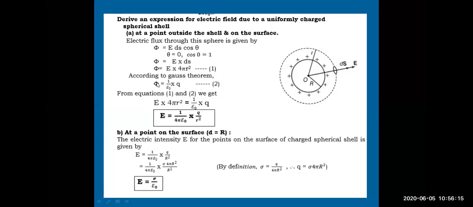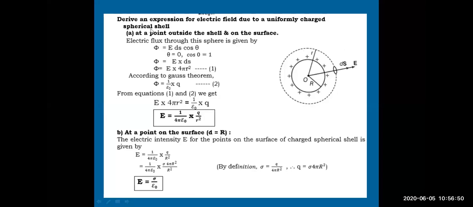So what you can see is left hand sides are equal. I will equate my right hand sides. E into 4 pi r square is equal to 1 by epsilon naught into q. So what you will get here is 1 divided by 4 pi epsilon naught into q divided by r square. This general term will be E is equal to q divided by 4 pi r square epsilon naught. Just for rearranging, we write this as 1 divided by 4 pi epsilon naught into q divided by r square.